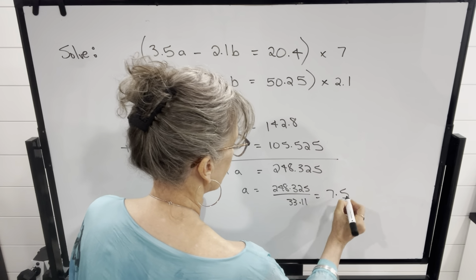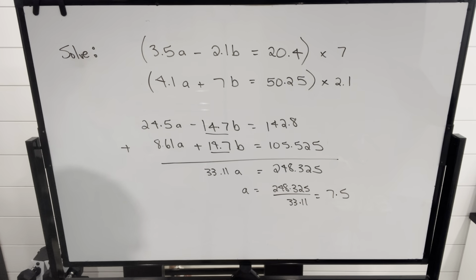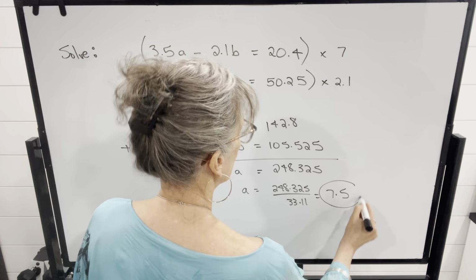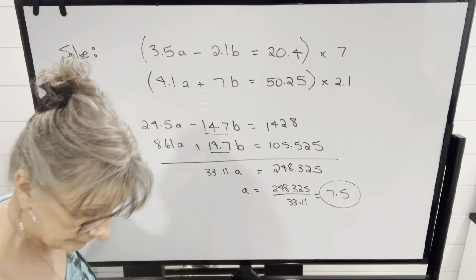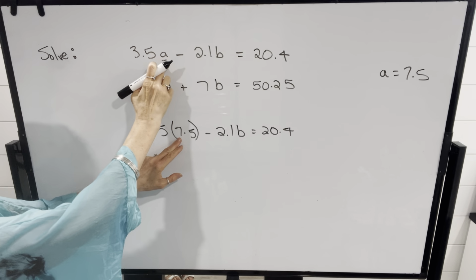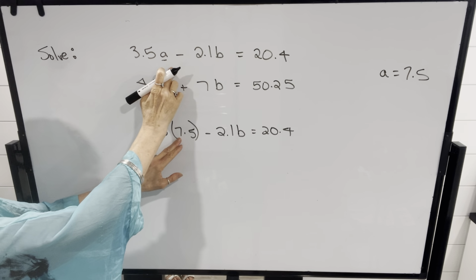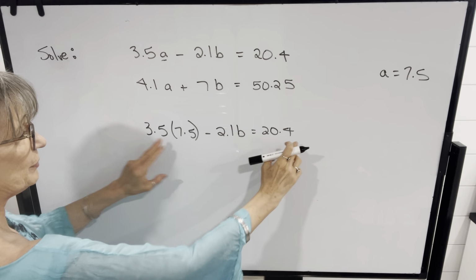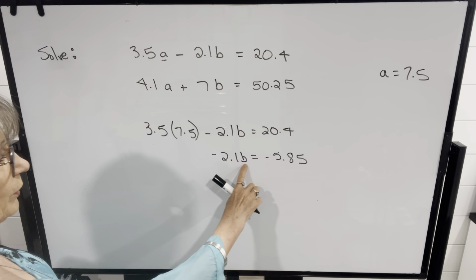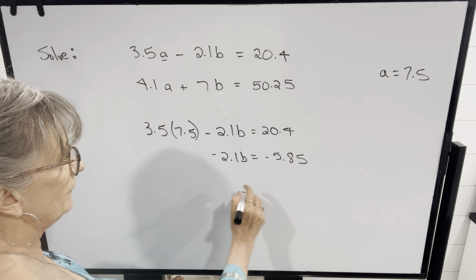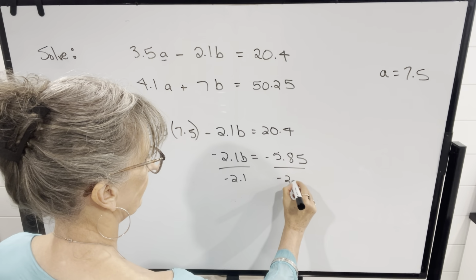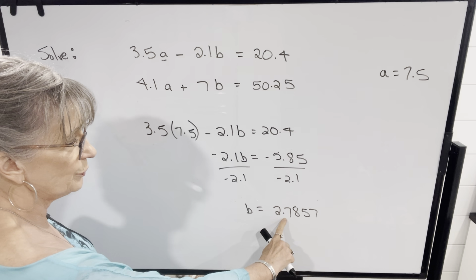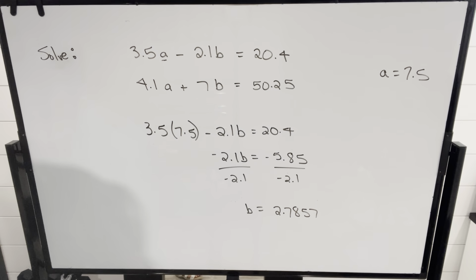And that's equal to 7.5. Now that we have a, we can plug that into either one of these equations to solve for b. So plugging 7.5 in for a in our first equation allows us to solve for b. So negative 2.1b will equal negative 5.85. Divide both sides by negative 2.1. b is equal to 2.7857.